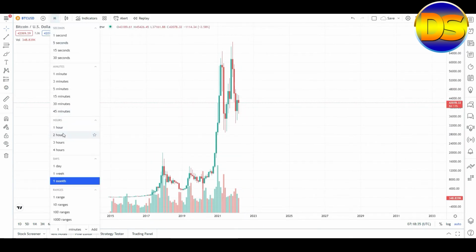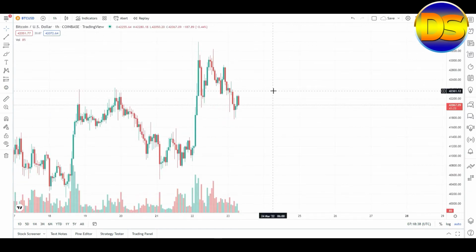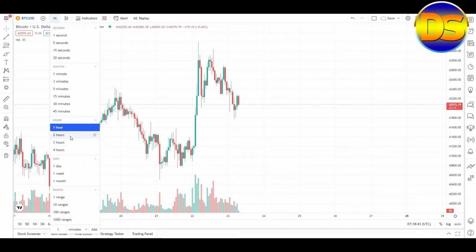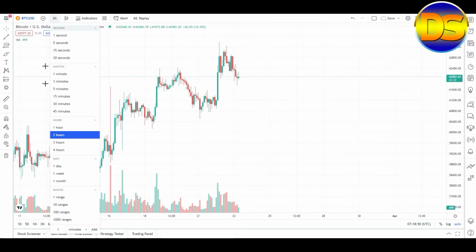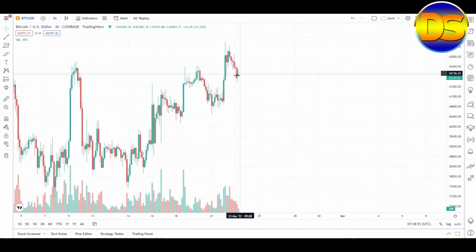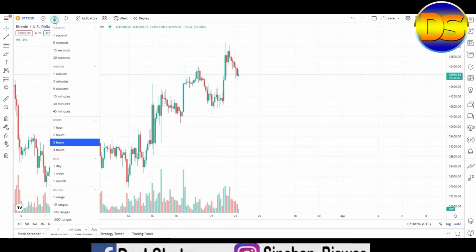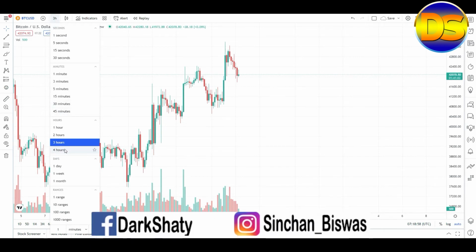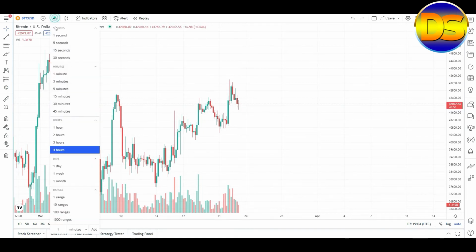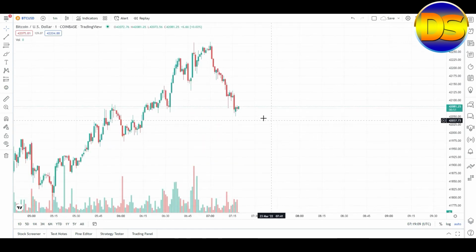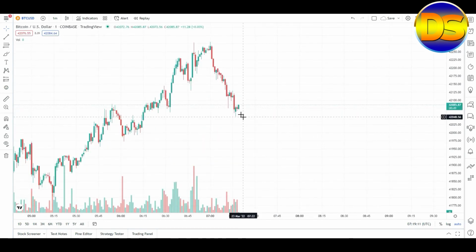If I go to the one hour chart, you can see the graph going down, and if I go to the two hour chart, you can see the graph is going up. Also, I go to the three hour chart, the graph is also going up, and I also go to the four hour chart, this graph is going down. If I go to the one minute chart, you can see the live graph is going up.